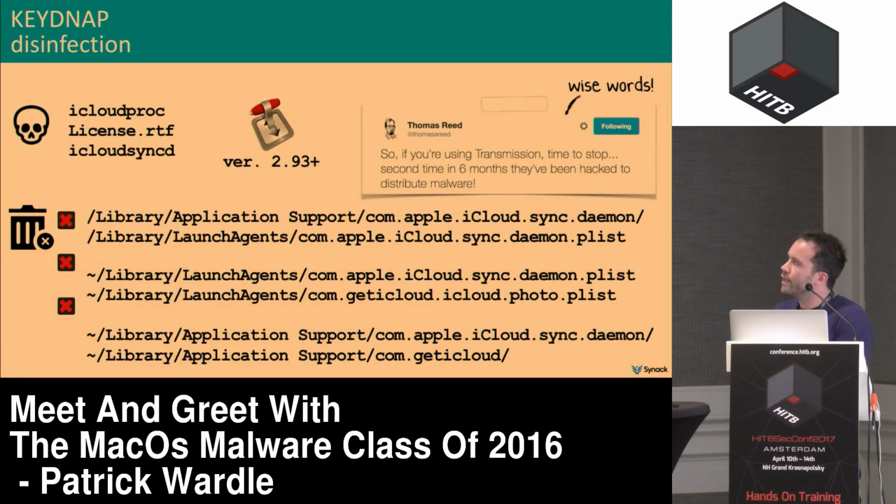If you want to remove Keydnap from an infected system, again, pretty easy. You just unload the launch agents, and then this will kill those processes. And then you delete both the binaries and the two plist files that they create. And then a word of advice from Thomas Reed, who's a great malware analyst, basically saying, hey, look, this is the second time this Transmission application has got hacked and Trojanized, so maybe stop using that, unless you're looking for new malware.